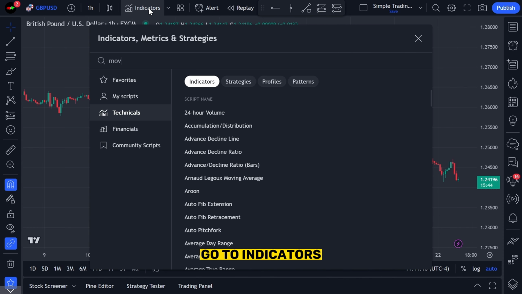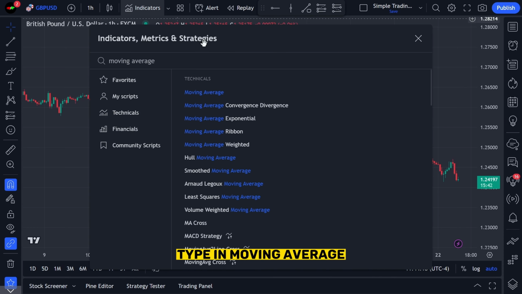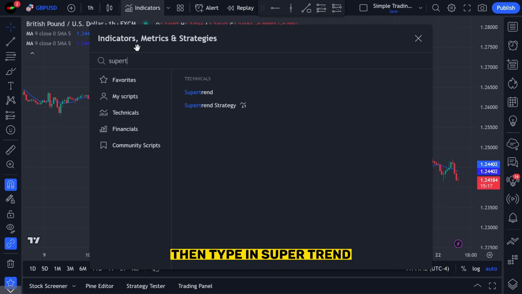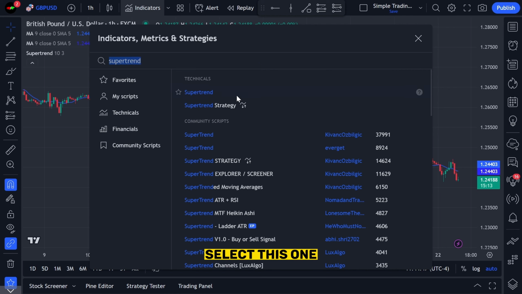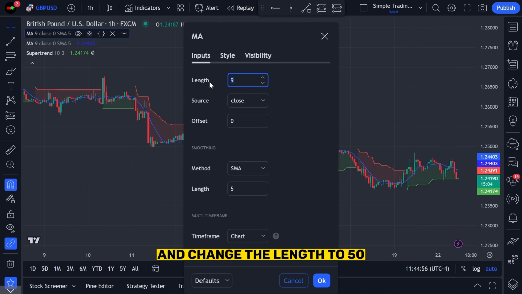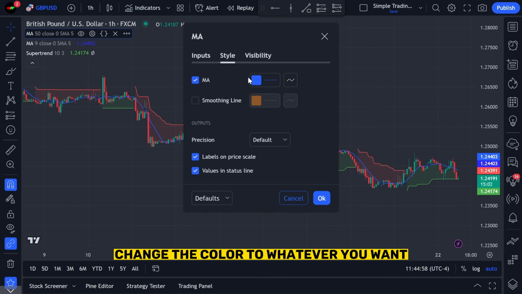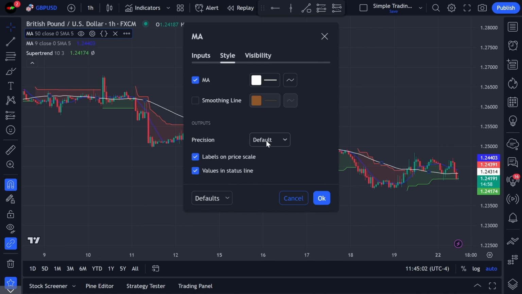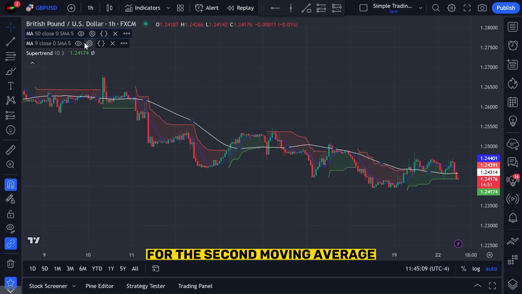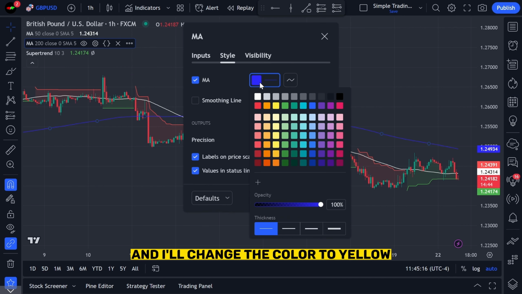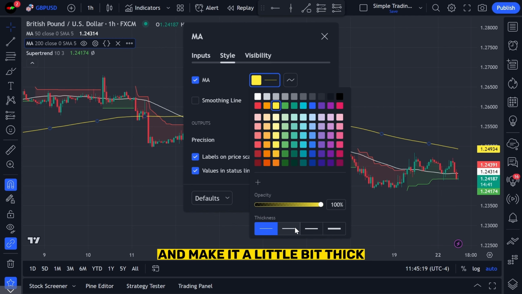Go to Indicators. Type in Moving Average. Select this one. Click it twice so you can get two of them on the chart. Then type in Supertrend. Select this one. Go to the settings of the first moving average and change the length to 50. Change the color to whatever you want. I'm going to change it to white. For the second moving average, change the length to 200. And I'll change the color to yellow and make it a little bit thick.